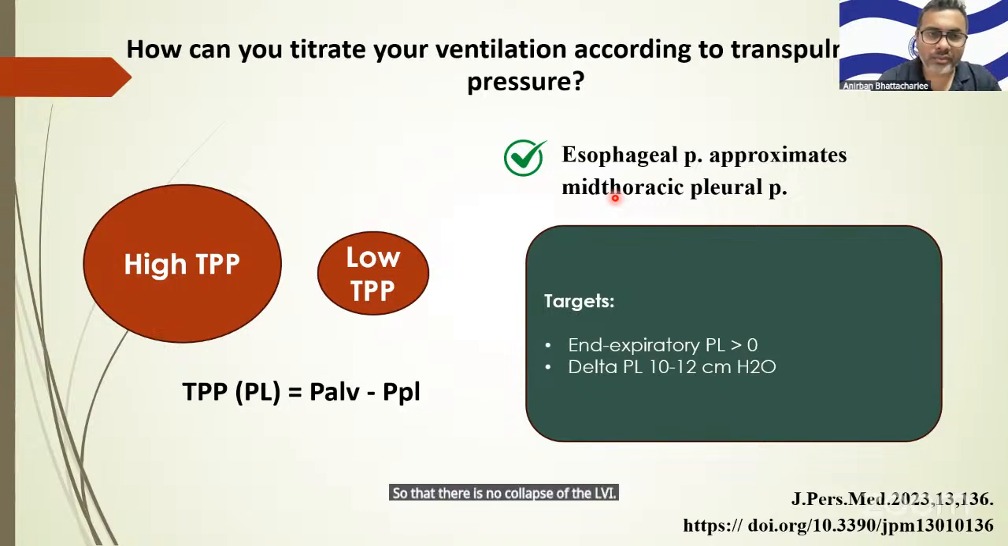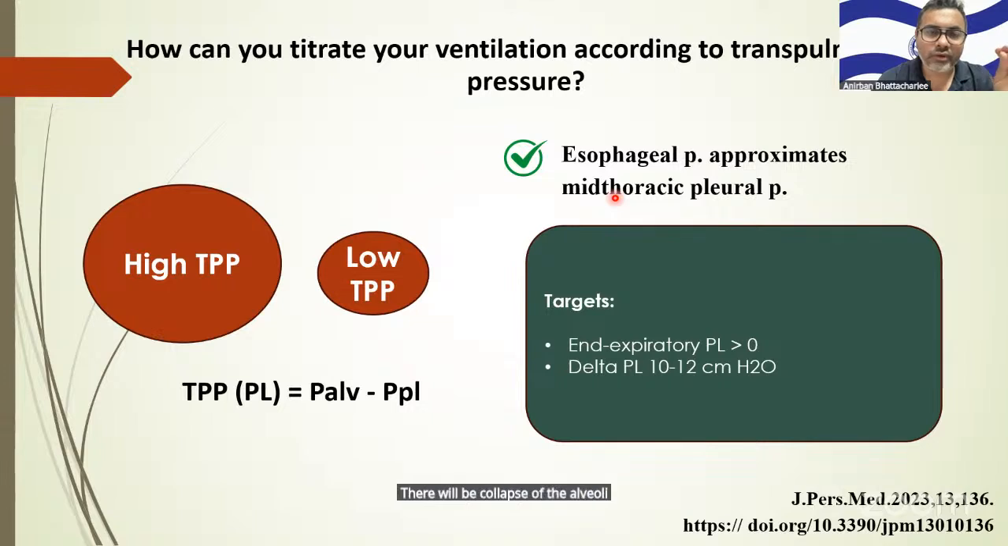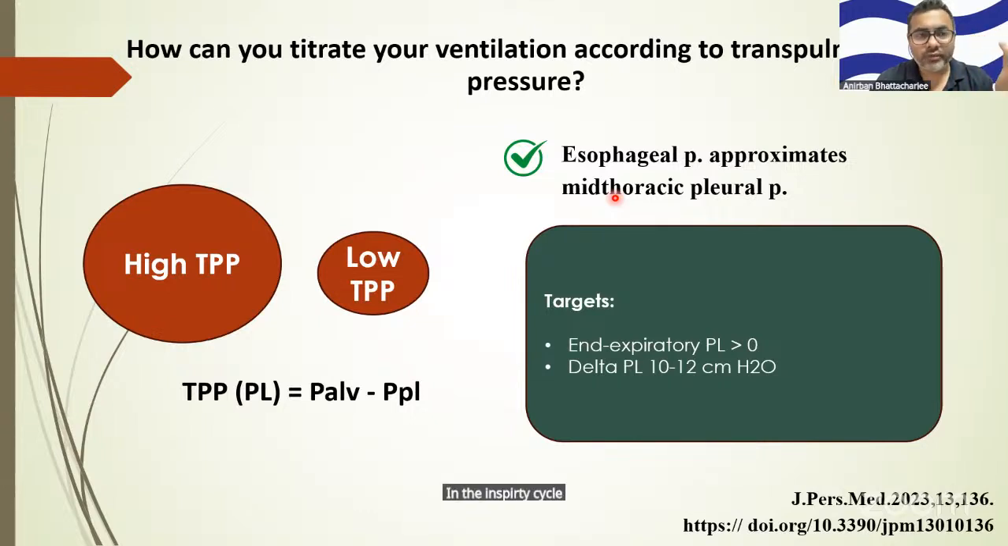So if the transpulmonary pressure becomes zero, there will be collapse of the alveoli, right? Because alveolar volume will not be there. So we keep it positive at end expiration. And to limit over distension, we do not go beyond a transpulmonary pressure of 10 to 12 in the inspiratory cycle. Okay, so this is what we do.